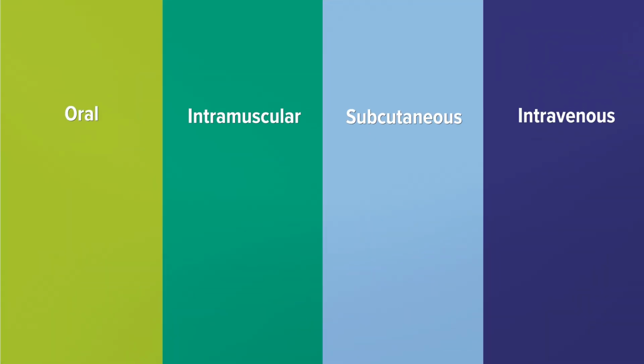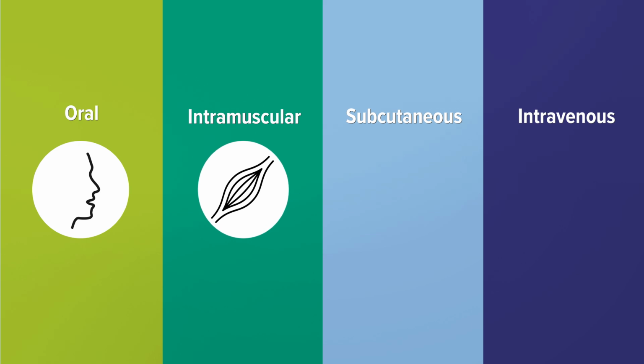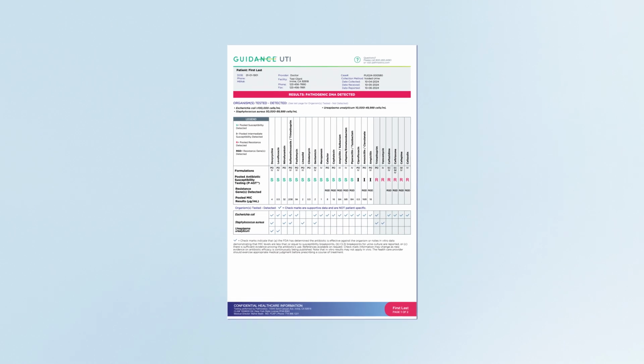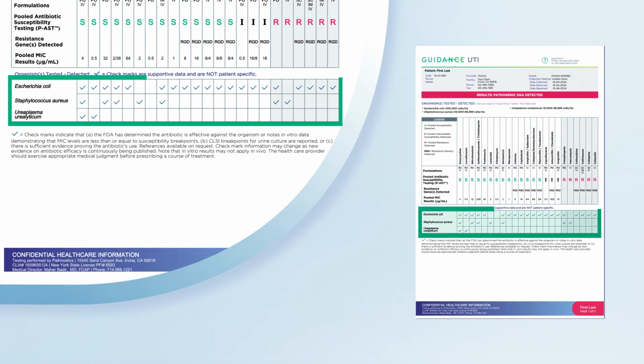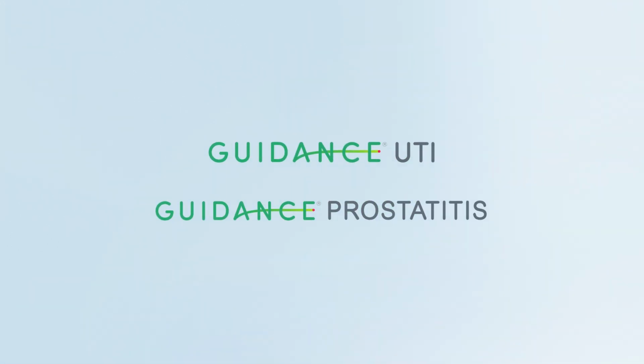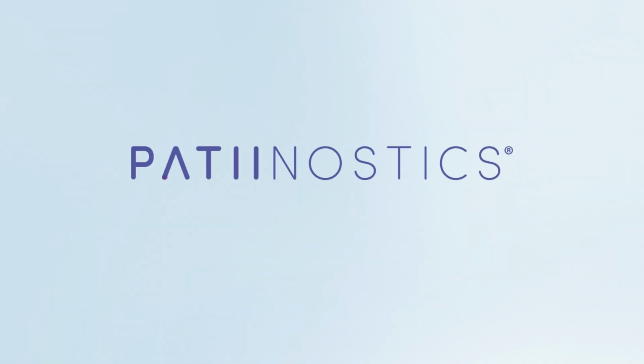Antibiotic formulations will also be provided on the report as oral, intramuscular, subcutaneous, or intravenous. The check marks at the bottom of the report highlight the supporting evidence for an antibiotic against each detected organism. The section shows when antibiotics are either FDA approved or have significant published literature supporting use of that antibiotic against detected uropathogens. Guidance UTI and Guidance Prostatitis are critical tools for managing challenging UTI and prostatitis cases and allow for more informed treatment decisions. By utilizing our Guidance tests, you move your patient care forward.